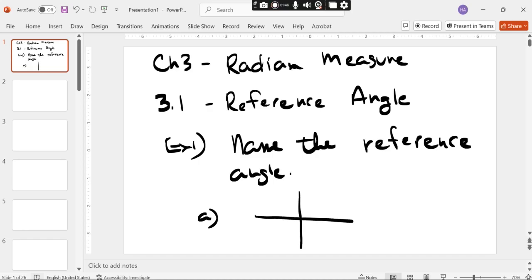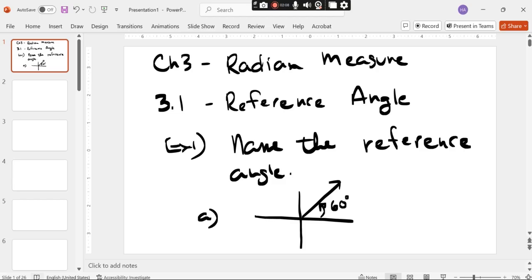Quadrant 1, super fast. I'm going to go 60 degrees. Remember, we have to put the little ray that comes out from the origin. We have to put our little, what should we call this little guy? Maybe our rotational arrow, that kind of makes sense?